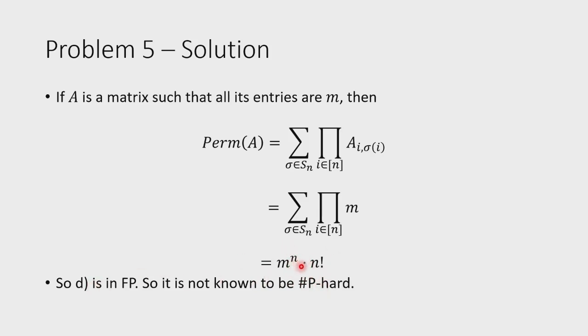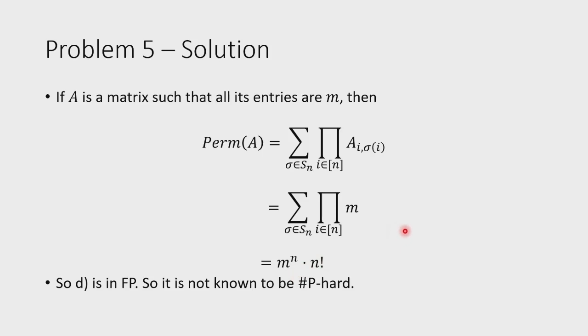And it's not too difficult to show that m to the n times n factorial can be computed in time which is polynomial in n and log m, which is exactly equal to the size of the input. So since A is an n cross n matrix and all of its entries are m, the input size would be n squared times order log m.